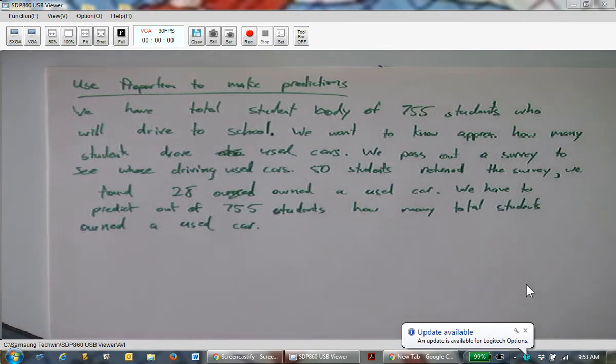How would you set up this problem knowing what you know about proportions, or ratios? Again, you have a total student body of 755 students. We want to know how many of them have used cars. We can't get them all to say yes or no to this question. So we have 50 students that responded, and only 28 of them have used cars. Actually, that's a good number. It's over half. So how many students out of 755 should own a used car based on the data that we have?